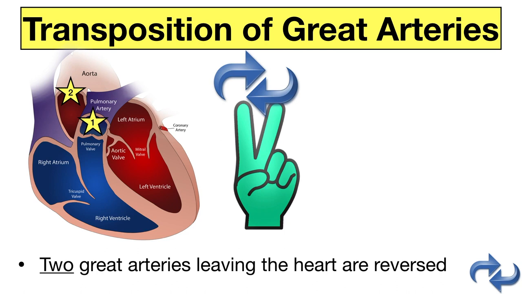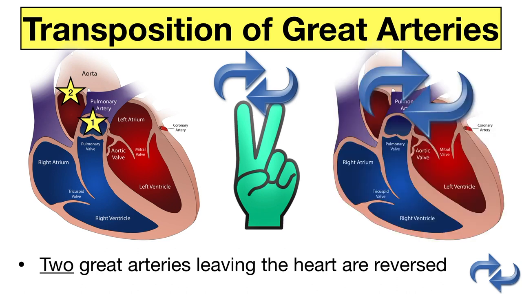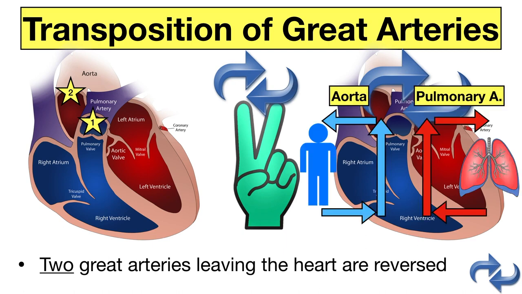In transposition of great arteries, the pulmonary artery and aorta are reversed, so the main pulmonary artery arises from the left ventricle instead of the right, and the aorta arises from the right ventricle instead of the left. This creates two separate circuits, where deoxygenated blood in blue flows from the right side of the heart to the rest of the body instead of the lungs, and oxygenated blood in red flows from the left side of the heart to the lungs instead of the rest of the body.